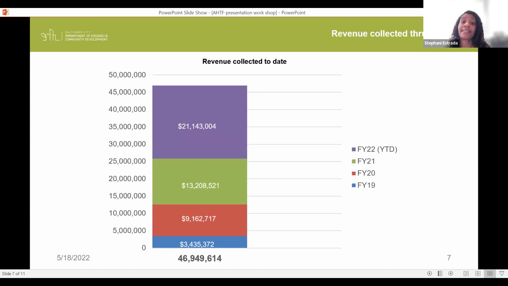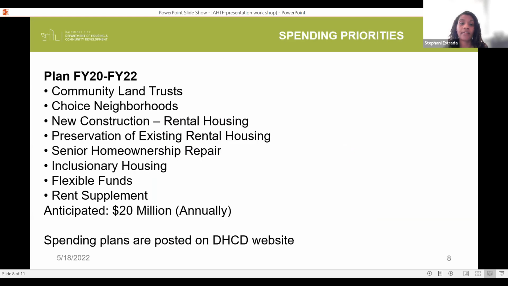Revenue collected to date. So revenue collected to date is $46,949,614. And this is good through March 22. I'm actually waiting on April, so it'll probably be another $1 million or $2 on top of that.